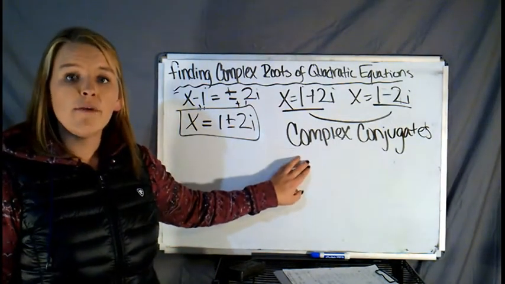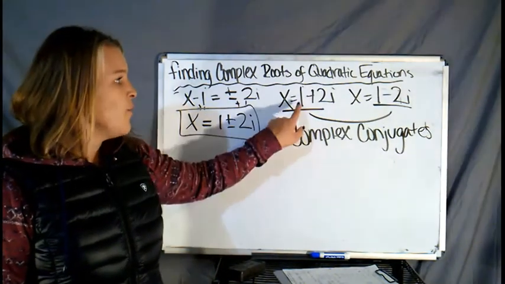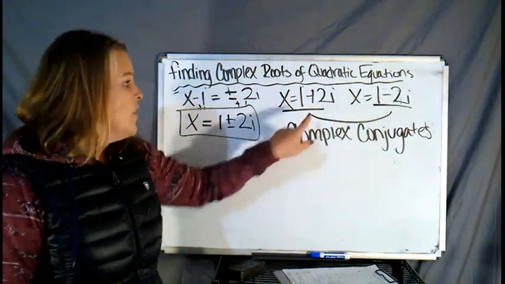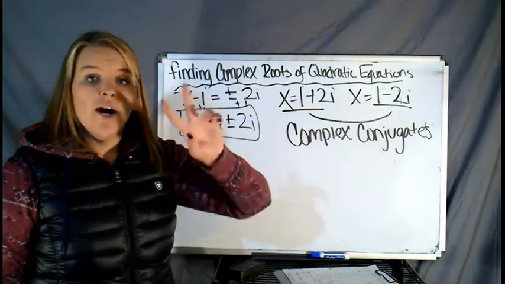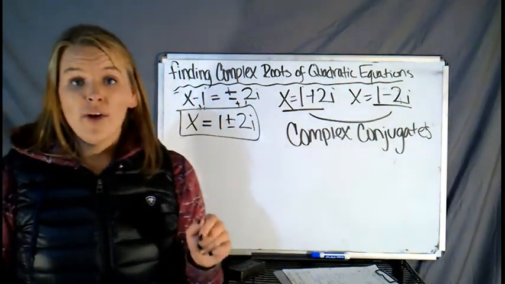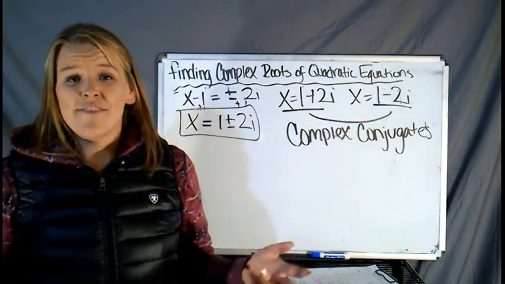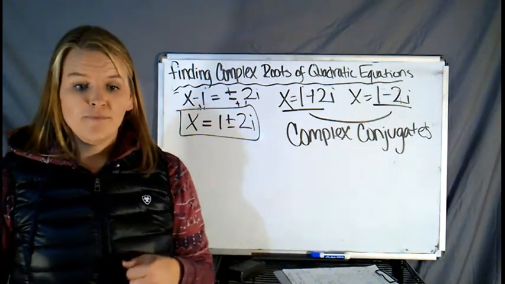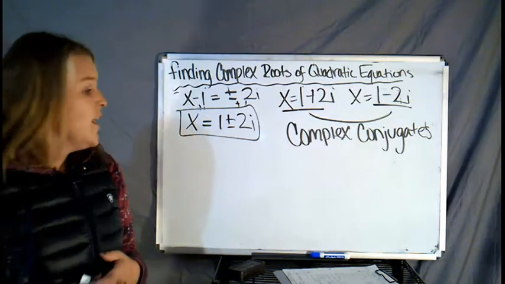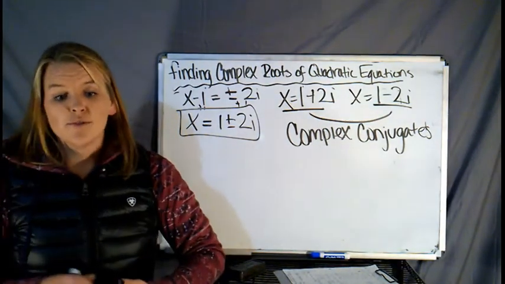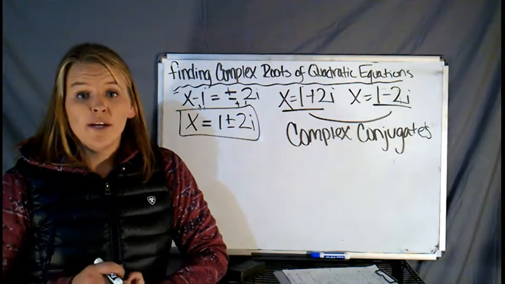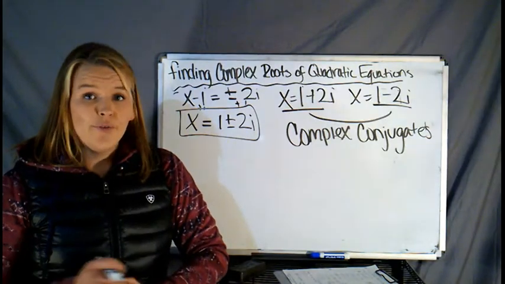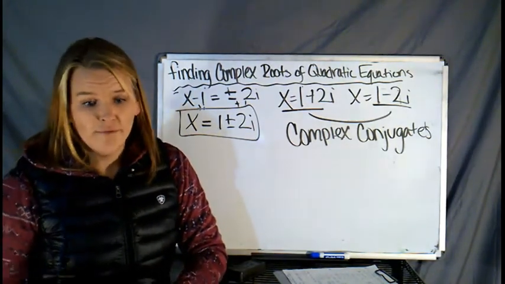What that means for them to be complex conjugates is that the real part, so 1 and 1, those are equal. And our imaginary part, plus 2i and negative 2i, are opposites. Whenever you have complex conjugates, this will be the case because that is the definition of it, that the real part is equal and that the imaginary parts are opposites. Similarly, if quadratics have complex roots, those roots will be complex conjugates. And then if you know one complex root, how can you find the other one? You just need to find its conjugate.